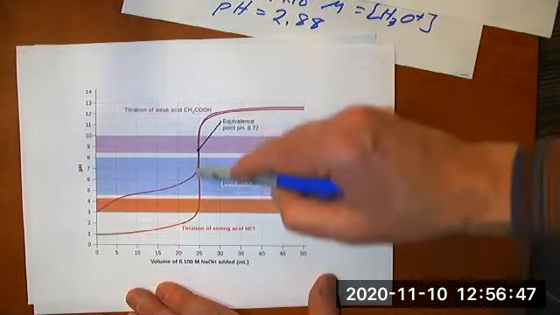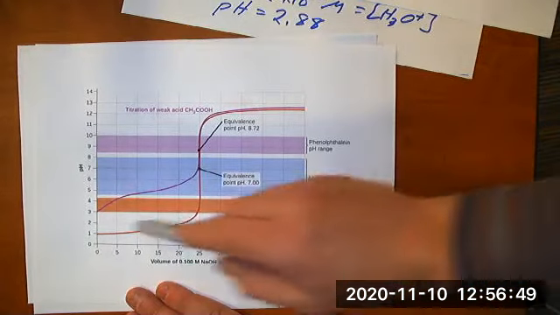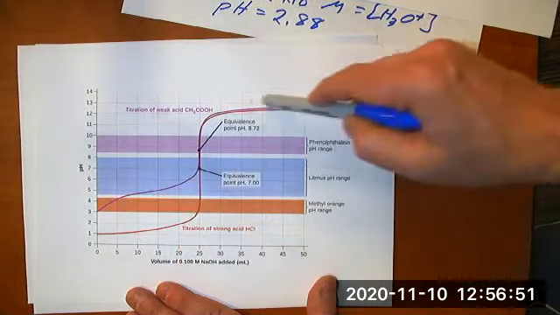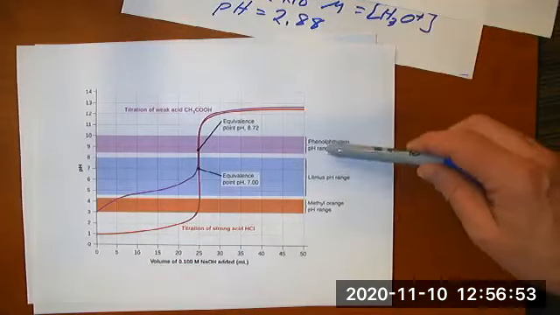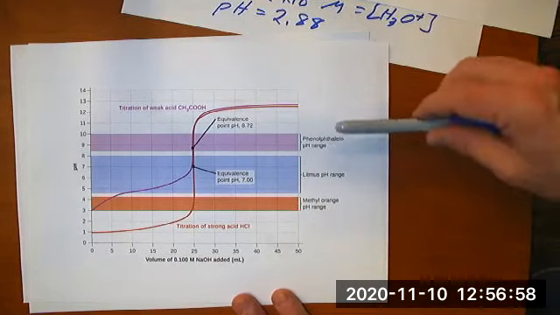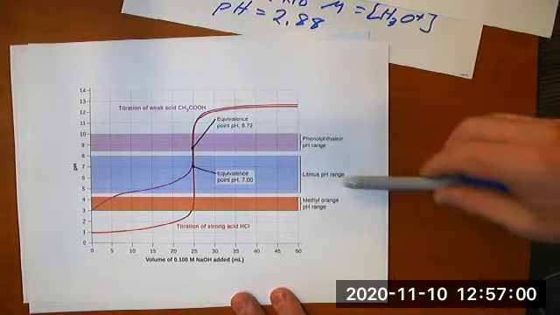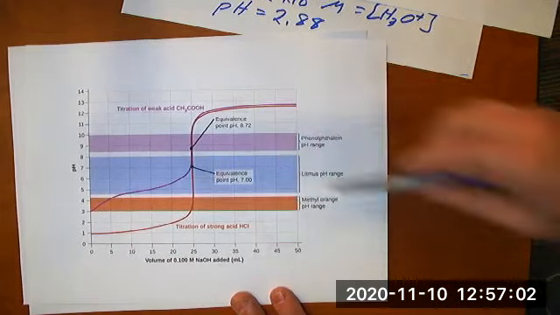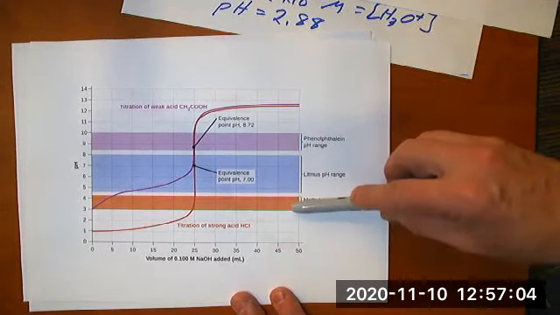This is a strong acid, strong base titration curve. This is a weak acid, weak base titration curve. And we have three different indicators on this. We have the phenolphthalein, which is right here. We have the litmus, which is in the blue, and we have methyl orange that is down here.